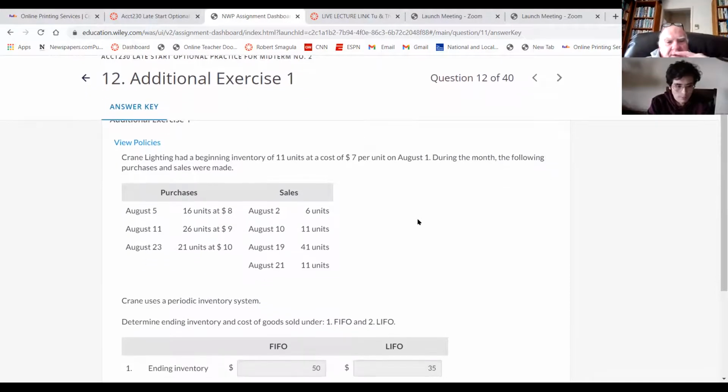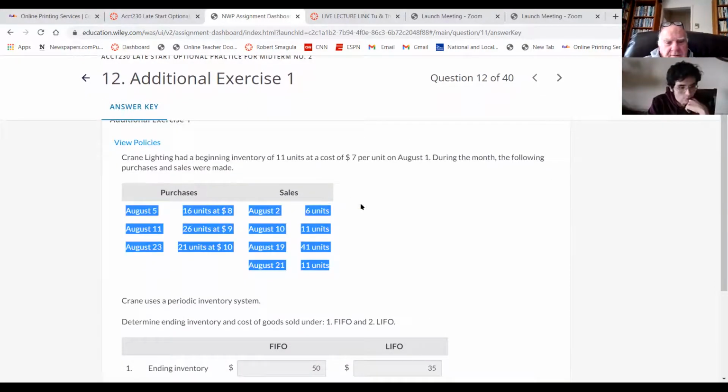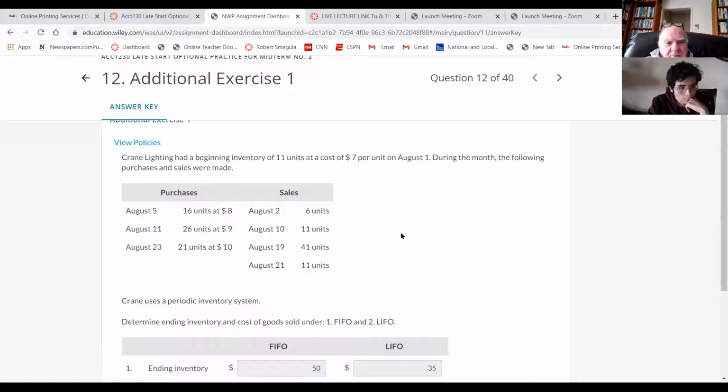You have 11 in the beginning inventory, right? Yes. Plus 16, what's that? That's 27 plus 26 is 53 plus 21 is 74. So I would write that number down, 74 units purchased, right? Yes. How many did you sell? You sold 6 plus 11, that's 17. Plus 41 is 58, 69. So you sold 69 and you purchased 74. Would you agree?